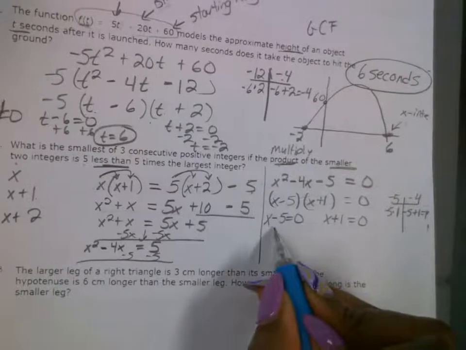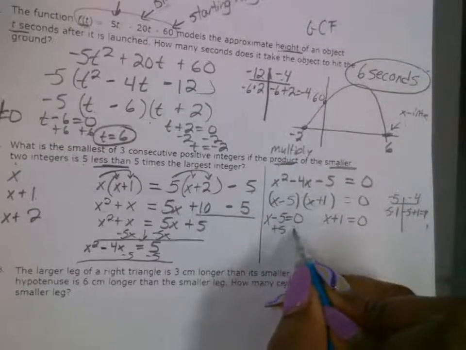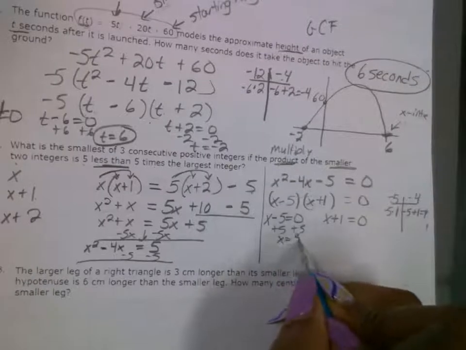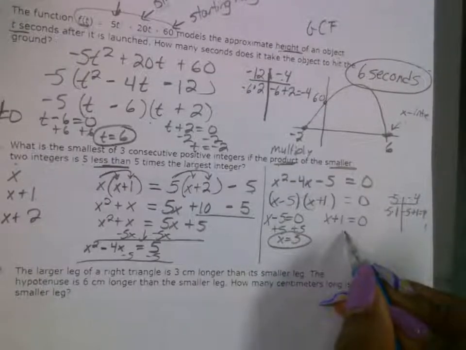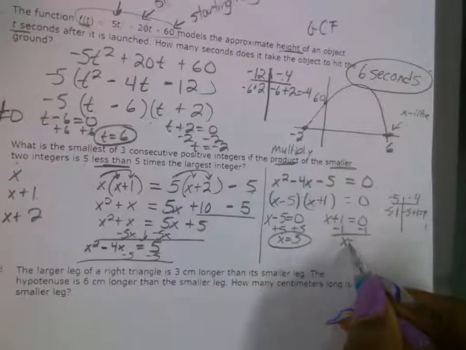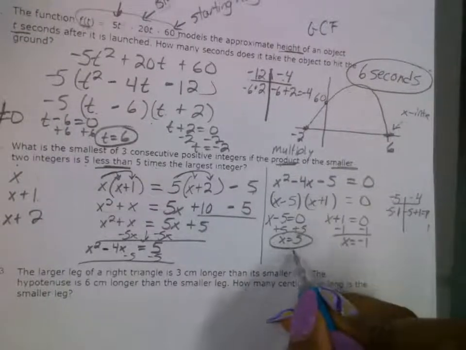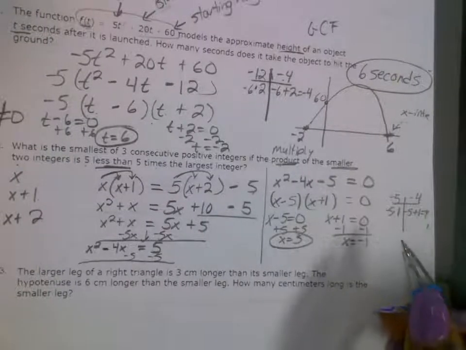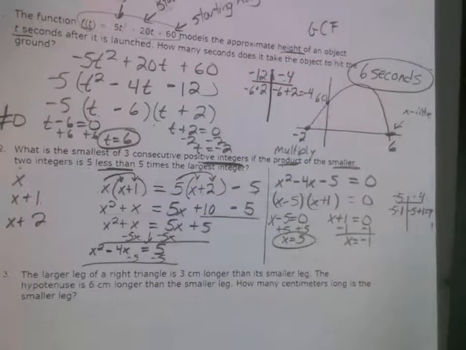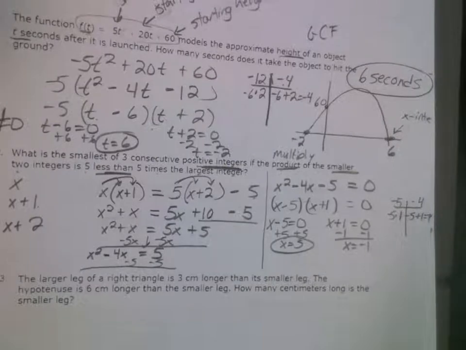So this is going to give me x is equal to what here? 5, because we're going to add 5 to both sides. And this is going to give me what? Negative 1, because we're going to subtract 1 from both sides. So which one of these makes the most sense? The 5. How do we know 5 is the correct answer? Because it says positive integer. So 5 is your answer. Any questions about that?